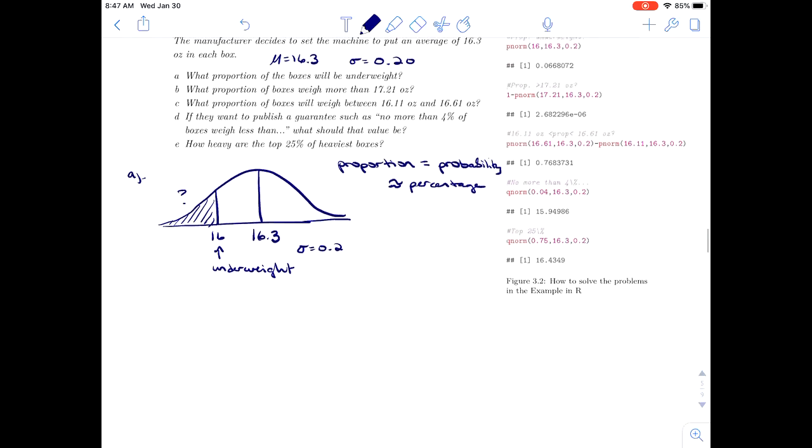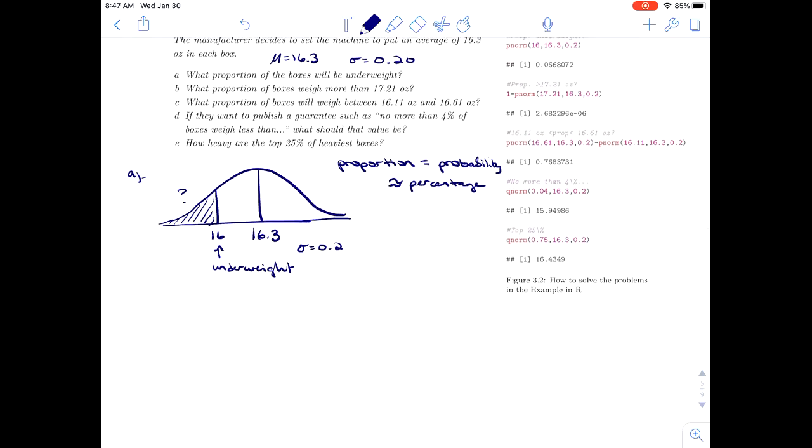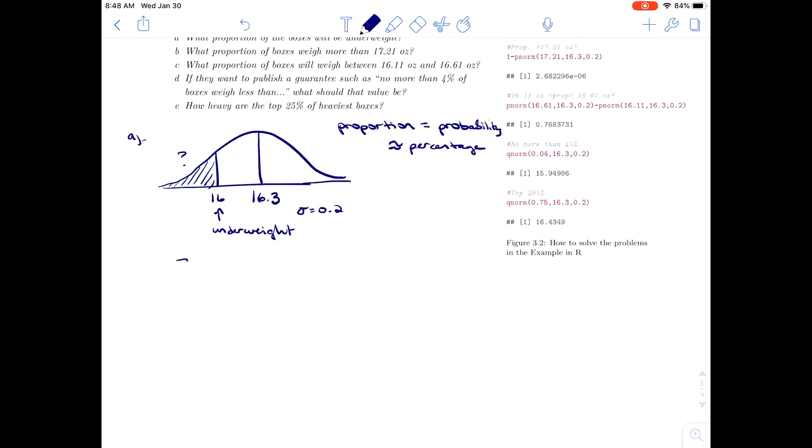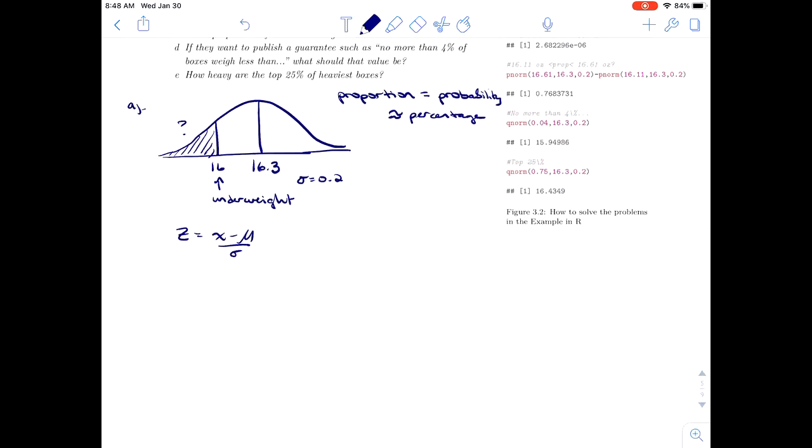So we want to find this area, right? This probability or proportion. And so we want a probability, we have to convert to a z-score first, right? And so our z is x minus mu over sigma. Our x in this case is 16 minus 16.3 over 0.2.